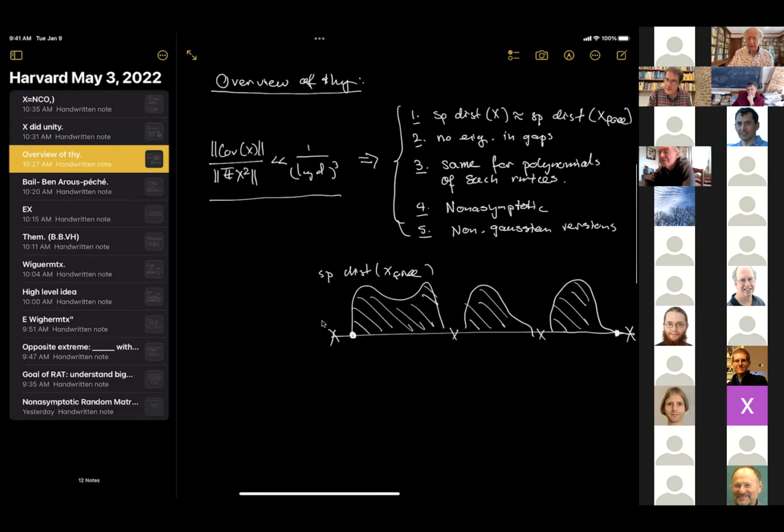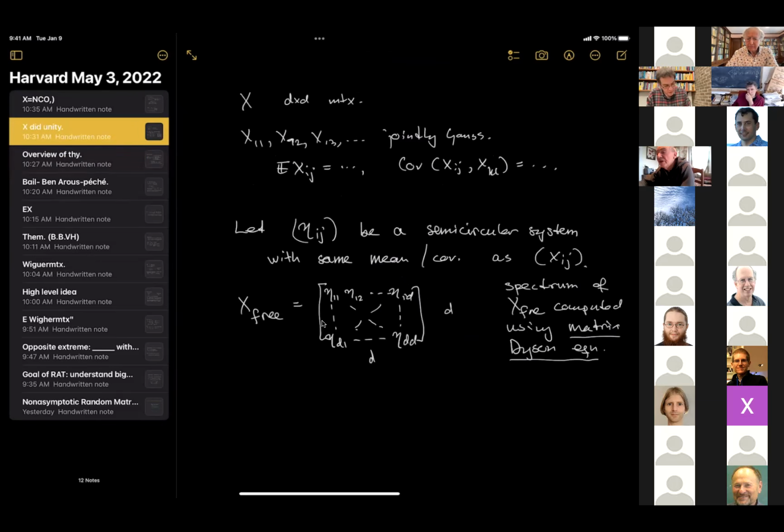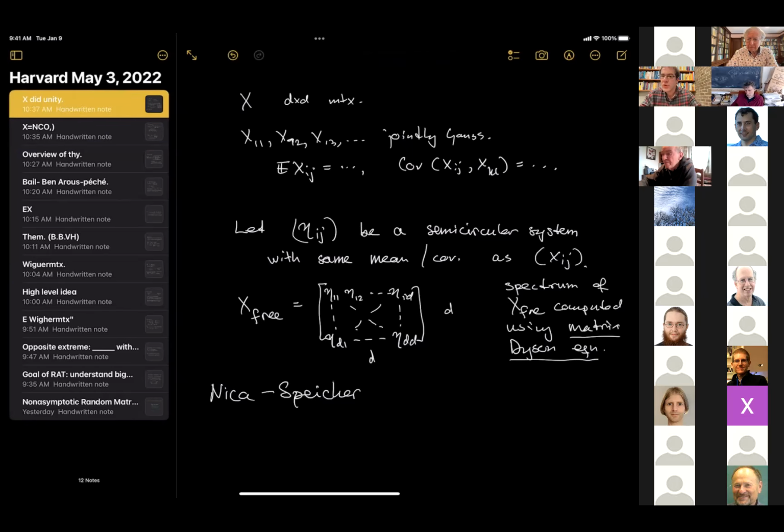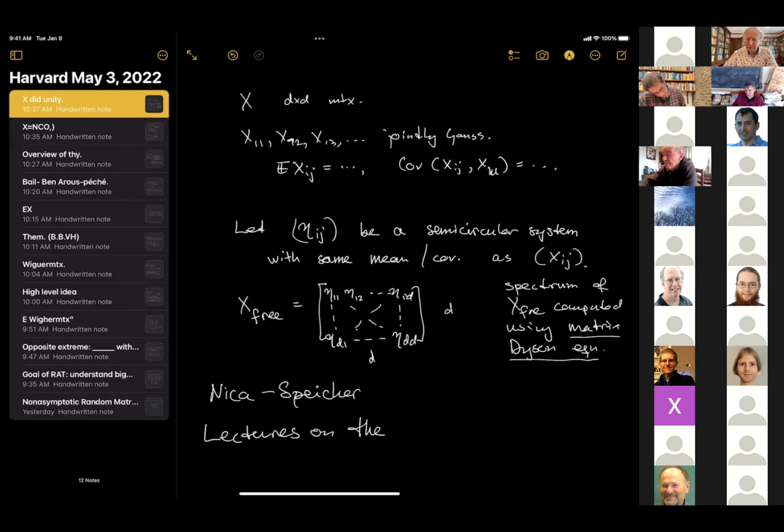So, Ramon, may I ask, could you give a reference to the construction of X3? Yes, of course. Look at the beautiful book of Nica and Speicher. It's called Lectures on the Combinatorics of Free Probability. So Roland Speicher is here. Maybe you have a comment.